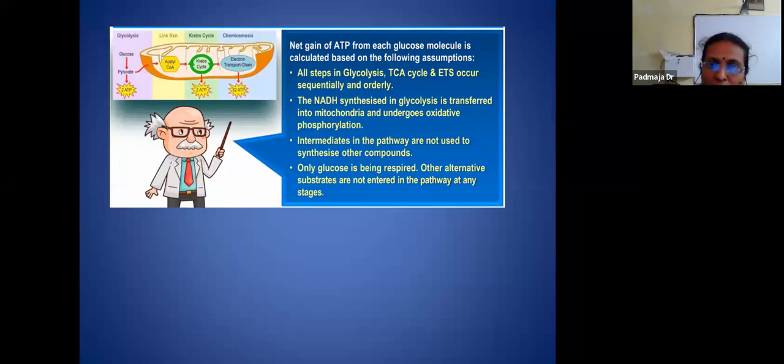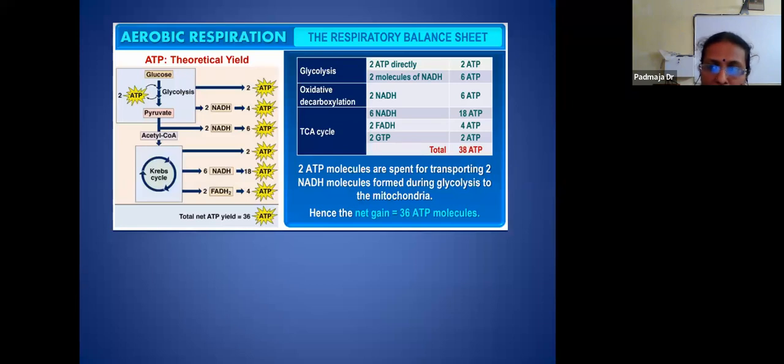molecules. So the net gain of ATP from each glucose molecule is calculated based on the following assumptions. Now, all the steps in glycolysis, TCA cycle, and electron transport occur sequentially and orderly. We already studied that 1 NADH is equal to 3 ATP molecules. The NADH synthesized in glycolysis is transferred into mitochondria and undergoes oxidative phosphorylation. Intermediates in the pathway are not used to synthesize other products. Only glucose is being respired. Other alternative substrates do not enter the pathway at any stage. And now, this is a very important one we have to remember.